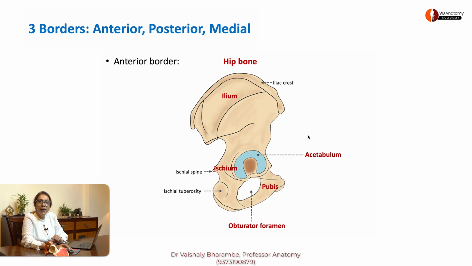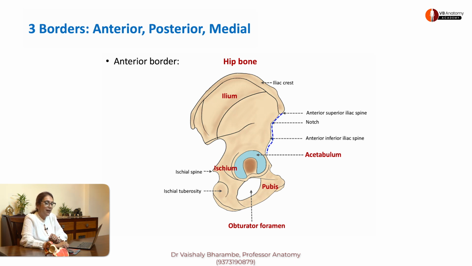That's the line where they fuse. So we come to the borders, okay? So here, go to your anterior superior iliac spine. You find that there's a notch below it. Found it? Another forward projection, anterior inferior iliac spine. And then here is the acetabulum and the iliopubic eminence, okay?